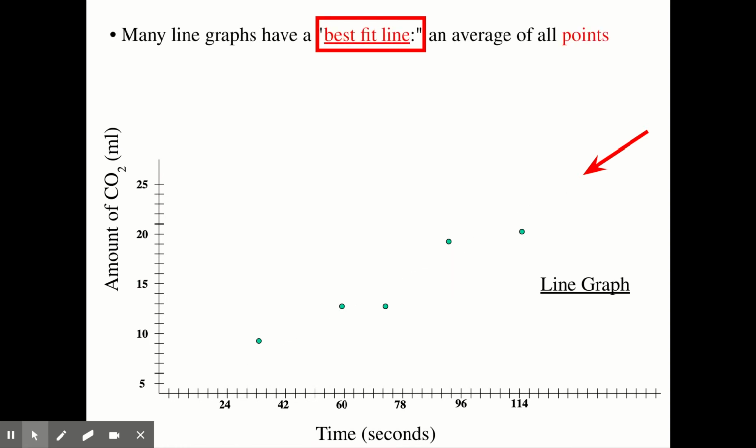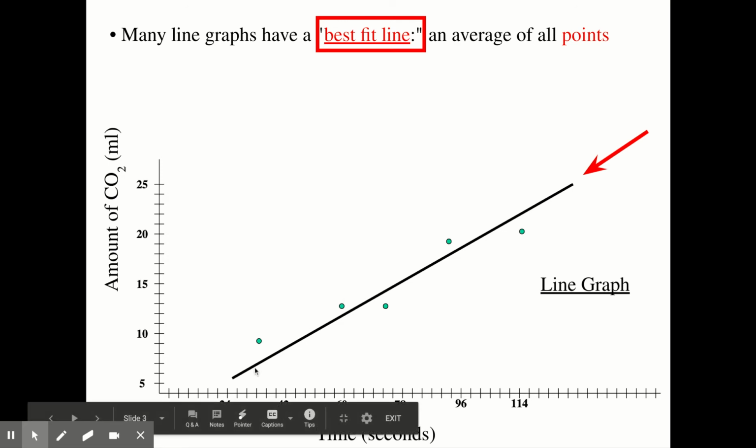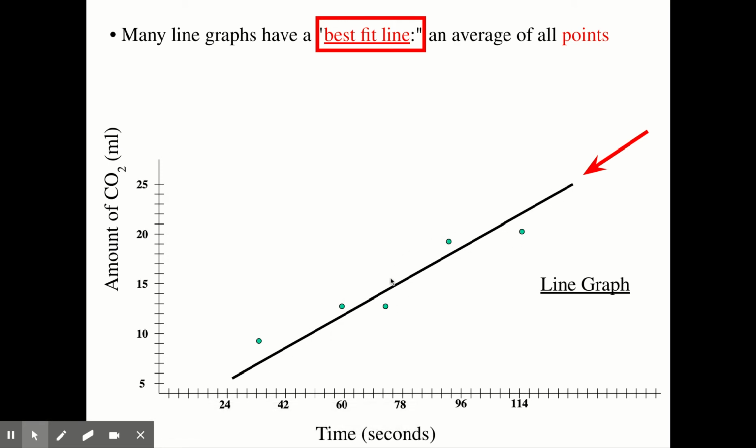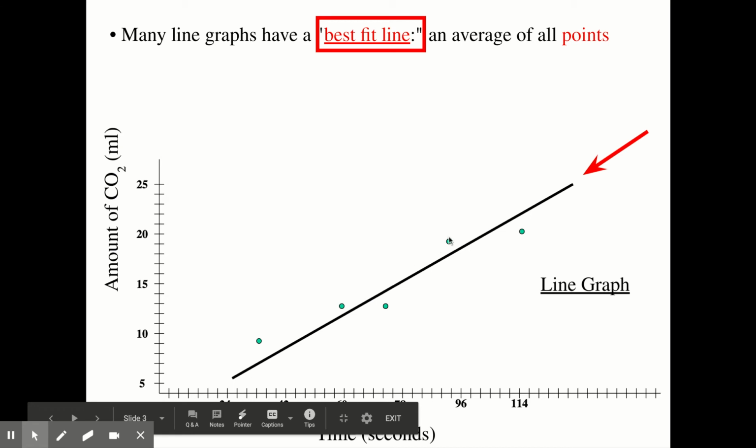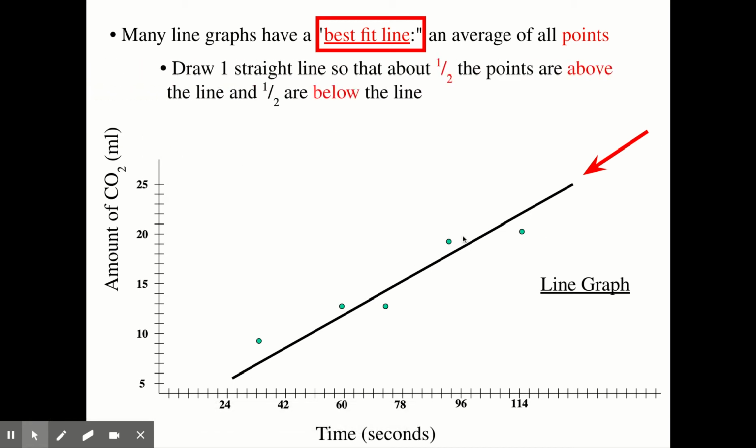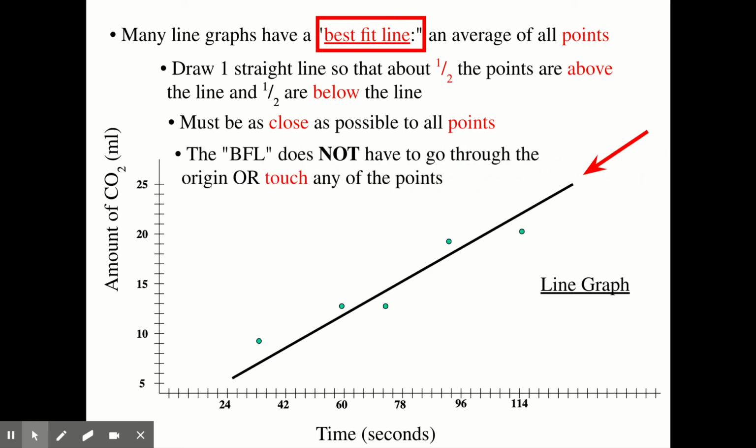So most graphs in science class are dots, line graphs, and we don't connect the dots, but instead we draw a best fit line. A best fit line is the average over all the points. The average is going to be somewhere in between your points, so you have about the same number of points above and below. You're always going to use your ruler to draw a straight line, half and half, somewhere in between all your points. You want to be as close to all your points as possible, so you can adjust your ruler.